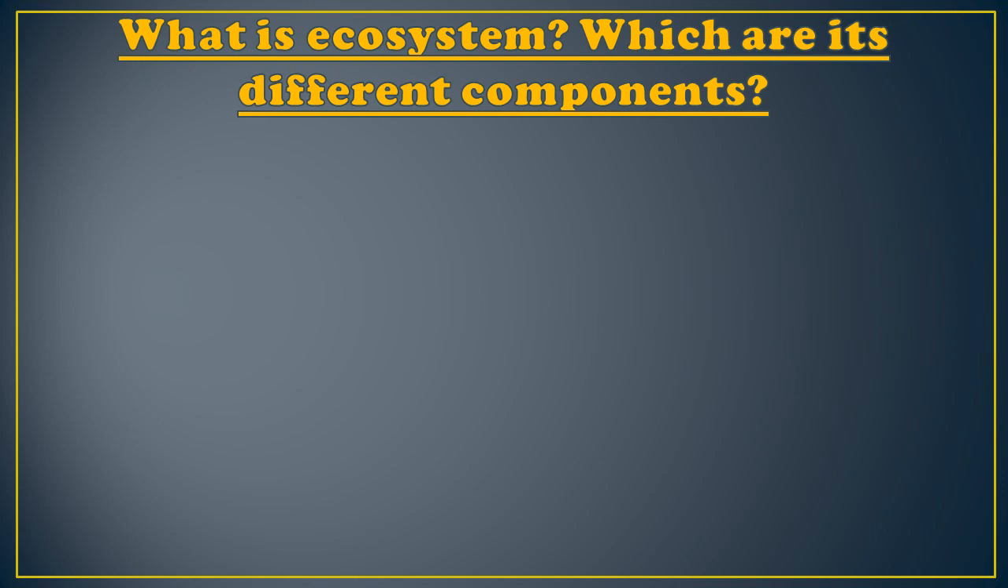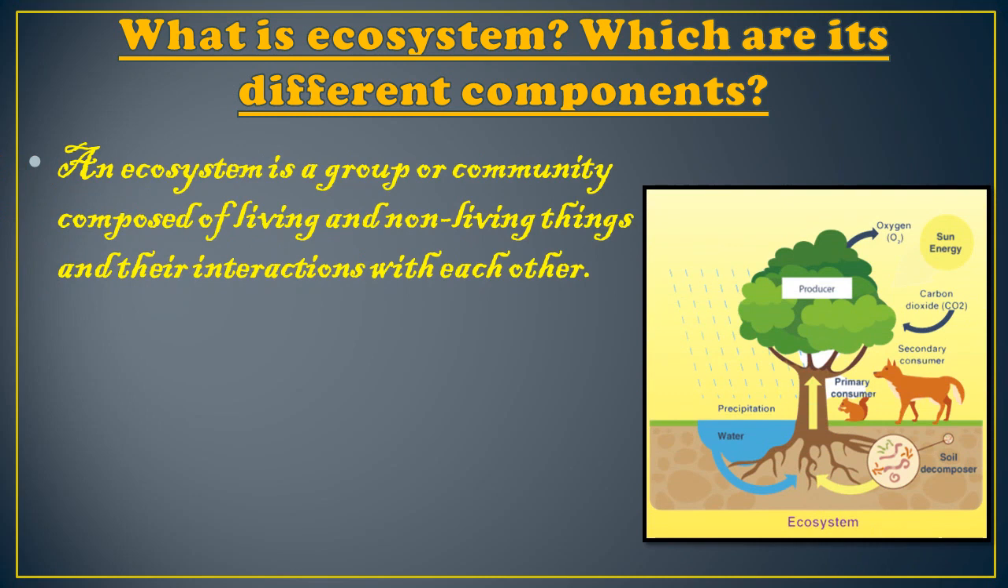The first question is, what is an ecosystem and which are its different components? Students, an ecosystem is a group or community composed of living and non-living things and their interaction with each other. This group includes living things as well as non-living things. Living things are like birds, animals, plants, etc., and non-living things are like air, water and sun. The interaction between the living and non-living things makes a community or group.